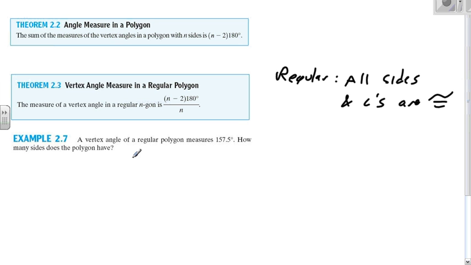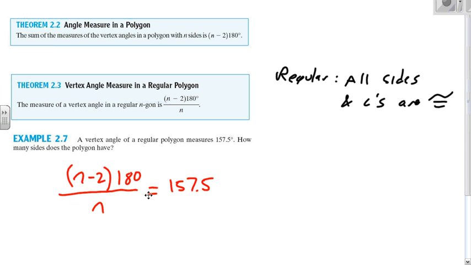So our example that we're going to work out actually has to be worked in reverse, because we're told how much one angle measures and asked to find how many sides it has. So you take the formula, set it equal to the measure that we're told, and we need to solve for n, solve for the variable. So I would distribute the 180 and multiply the n to the other side.